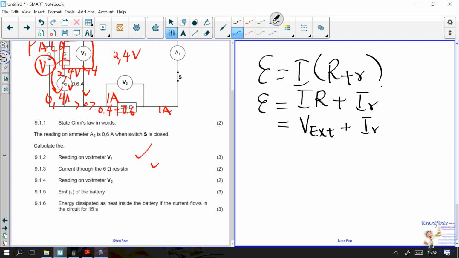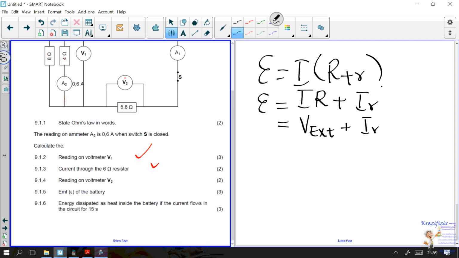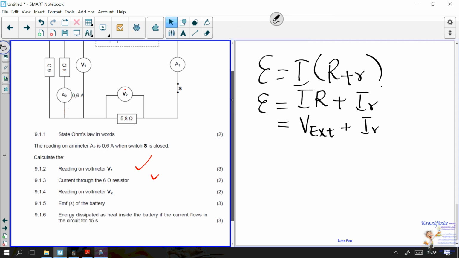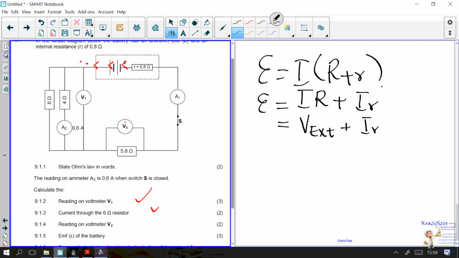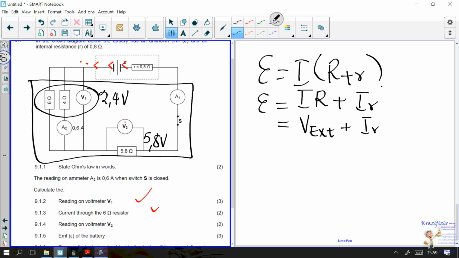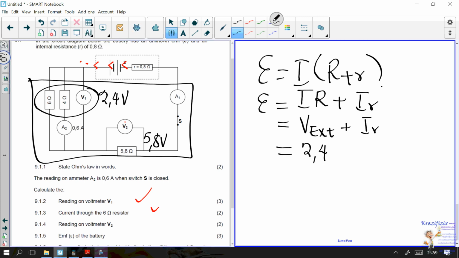Now, what is my V external? I want us to understand something here. Let me clean this. The potential difference here, we said it is what? 2.4. The potential difference here is 5.8. Which means in my external circuit, the total potential difference now is 2.4 plus 5.8.